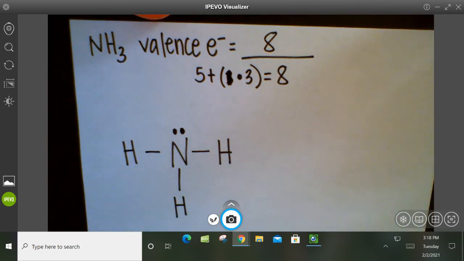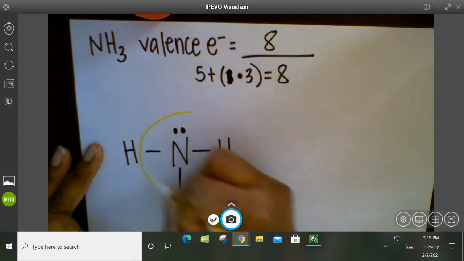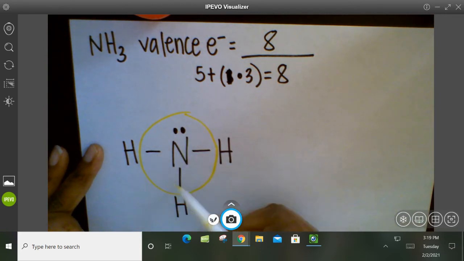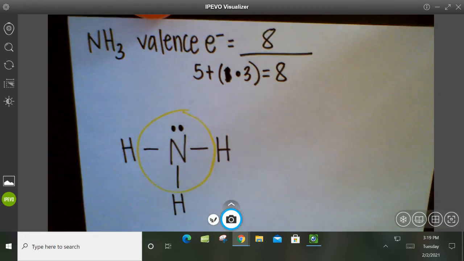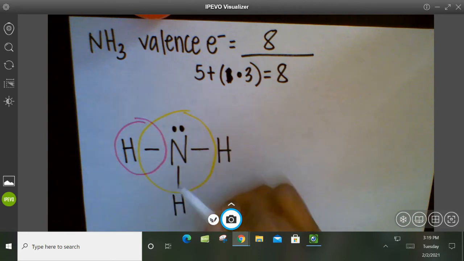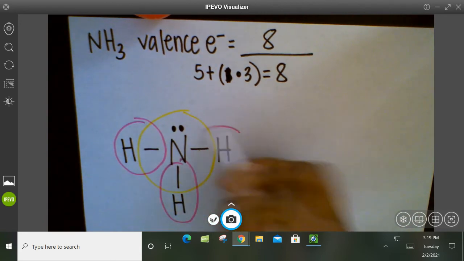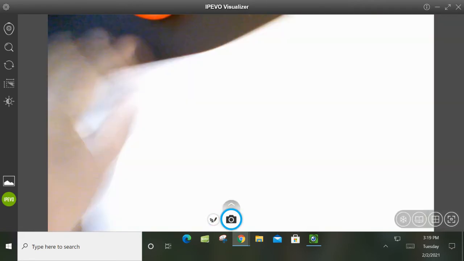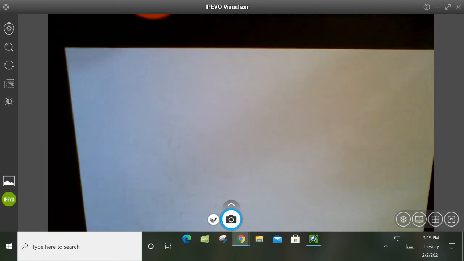Now, I always like to check my work, make sure I'm doing it correctly. When I circle my nitrogen, I count 2, 4, 6, 8. Nitrogen has an octet. And now let me see if I have a duet around my hydrogens. That one has 2, that one has 2, and that one has 2. And we can do this because if you remember, these electrons are being shared. All right, going to do one more example with you guys on video, I should say.